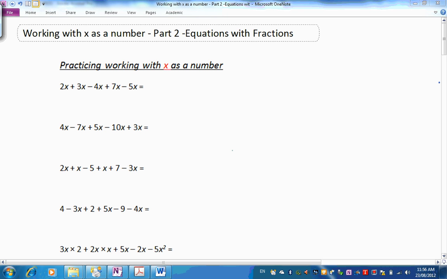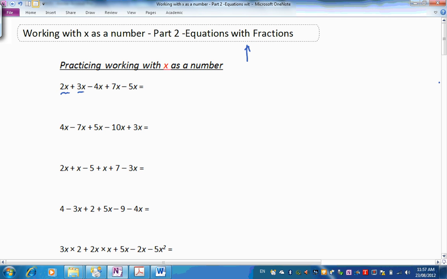Hi there, welcome back to Working with X as a Number, and this is part 2 where we're going to check out those little problems I left you to simplify expressions with X. And then if you look at the title up here, we're actually going to go on with working with equations with fractions in them and seeing if we can unpack our present and solve those equations even though they have fractions. So let's have a look at X as a number.